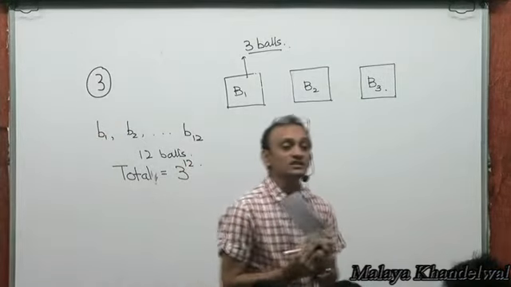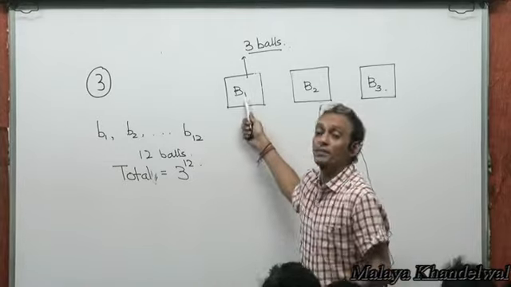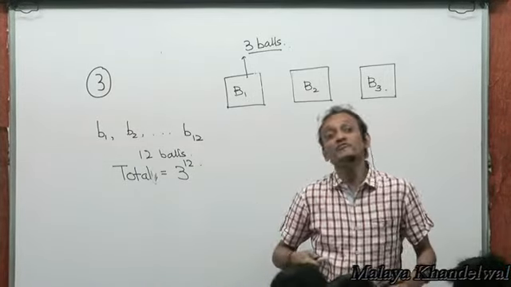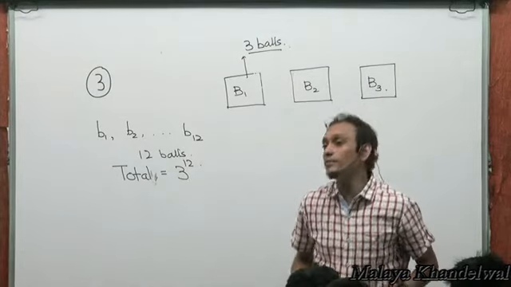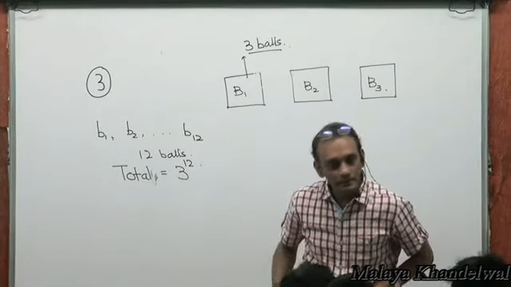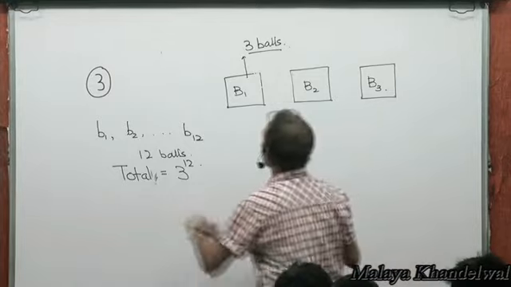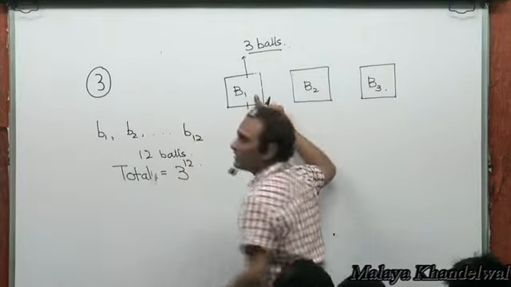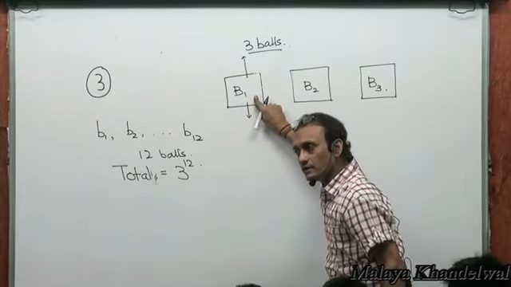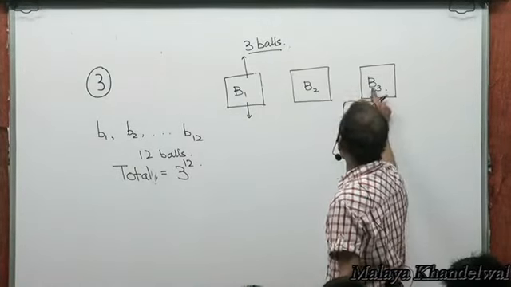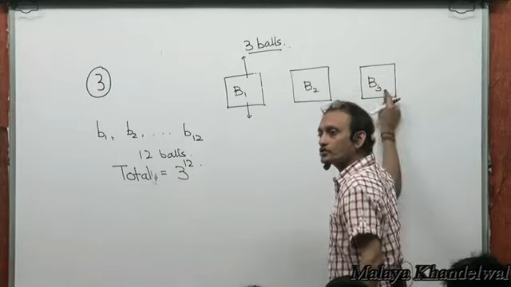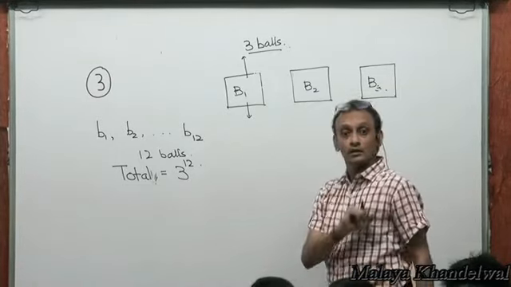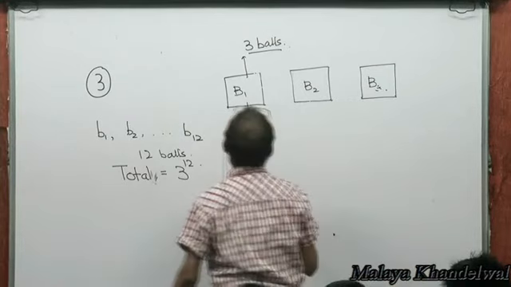In some of these cases, there would be 3 balls in B1. So let me find out the number of ways in which 3 balls could be given to B1. Out of 12 balls, there are 3 events: giving 3 balls to B1, and distributing the remaining 9 balls in these 2 boxes. These are the events to be taken care of.